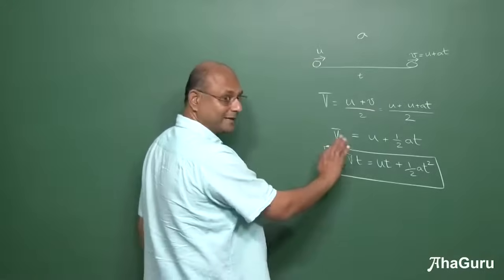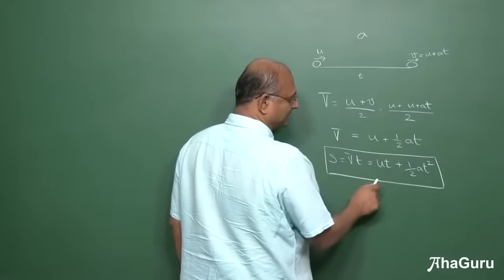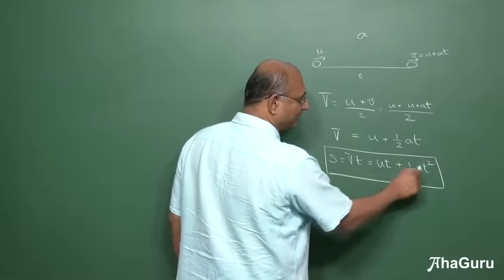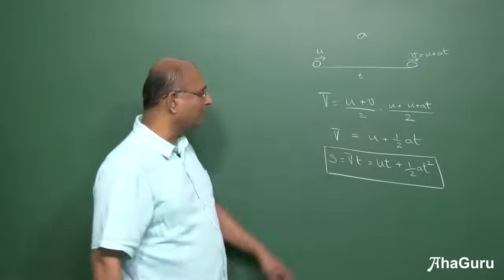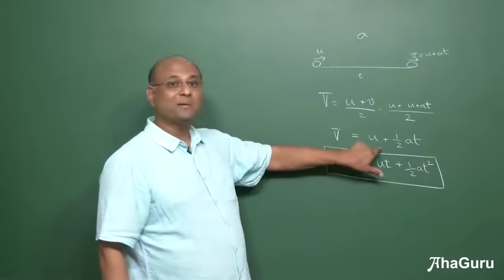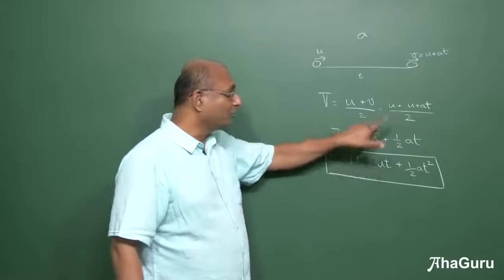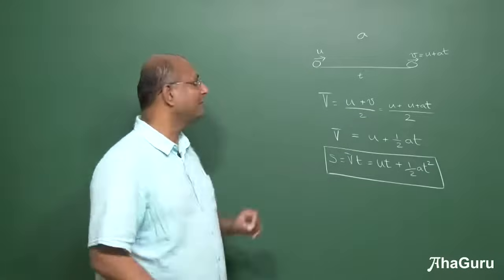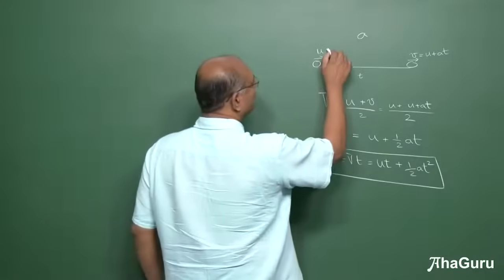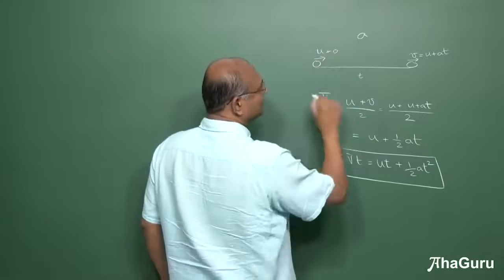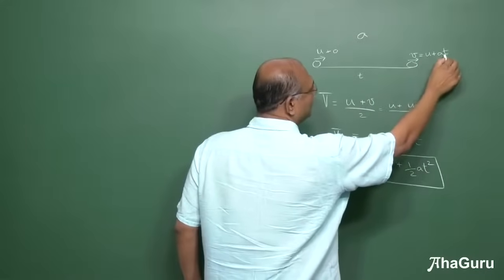It's not true for other kinds of motion. So for uniform accelerated motion, displacement is ut plus half at t square. You would have definitely learned this formula. But I want you to remember this formula, more important. U plus half at is the average velocity. Let us see why. What is this? U plus 0. What is that? U plus at.